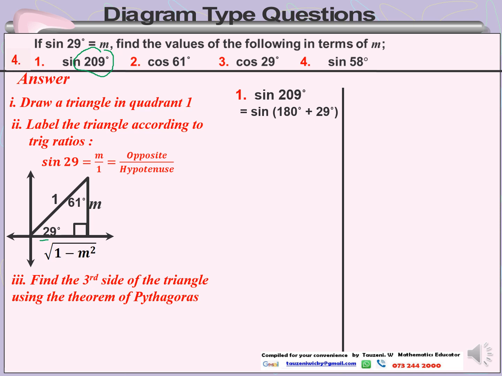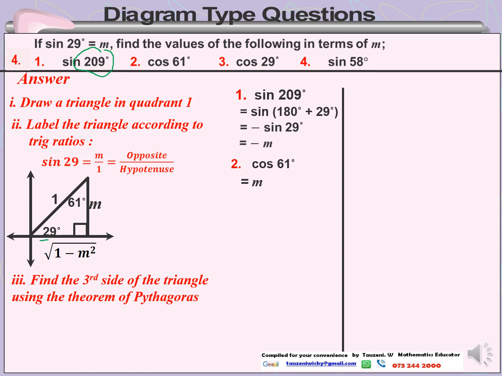And that brings me to my reduction formulas, to my cofunctions, to my double angles, to my compound angles. You will never be asked to calculate something outside that. The sine of 209 degrees is equal to the sine of 180 plus 29, and then from there I can go ahead and reduce it to negative sine 29 degrees. Sine 29 is equal to m, therefore the answer to this question is negative m. That is my answer. Number 2, I need to find the value of cos 61. That one will be straightforward. The cos is adjacent over hypotenuse.